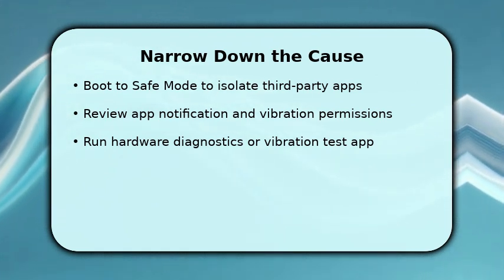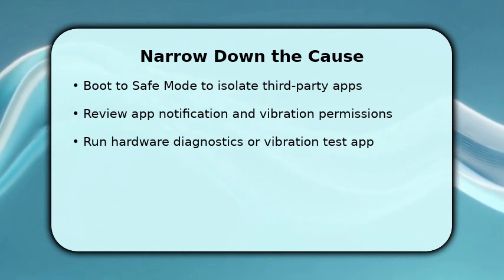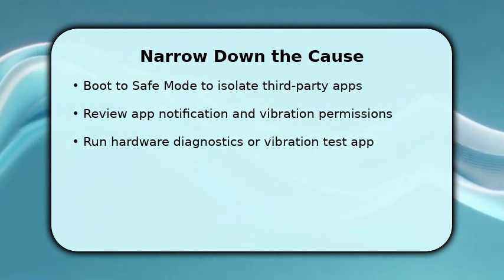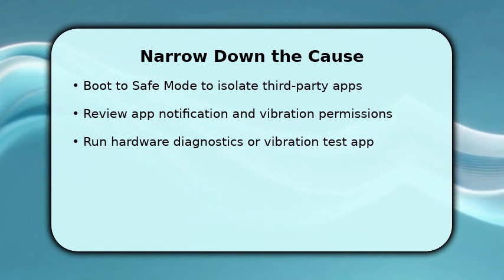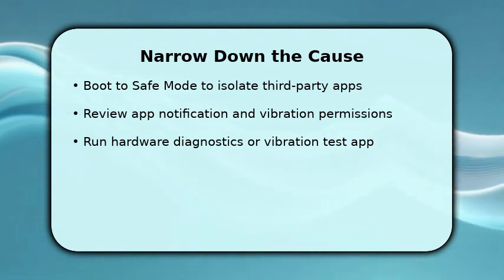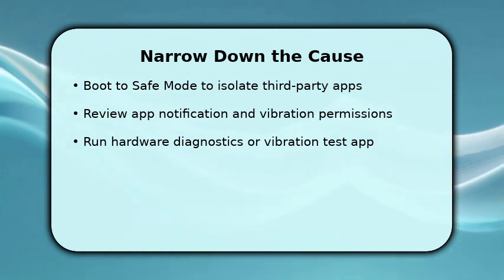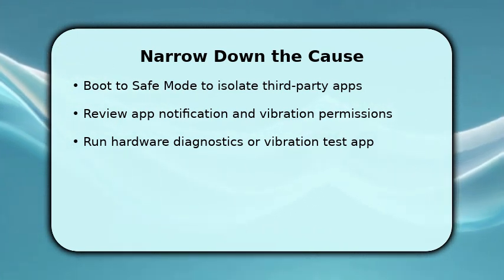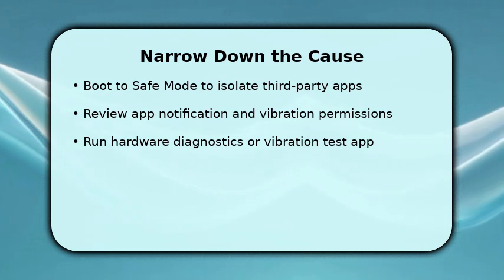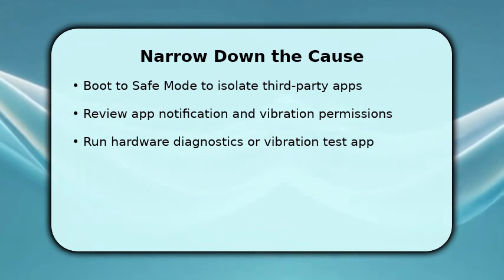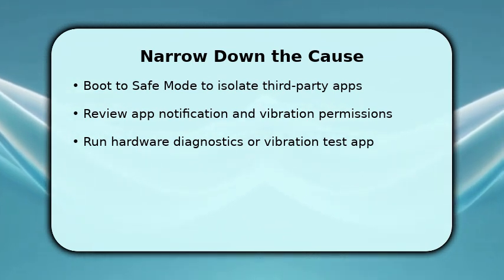While in normal mode, review each app's notification and vibration permission. Turn off vibration for suspect apps. Next, run the phone's hardware diagnostics or a vibration test app to determine if the motor or firmware behaves inconsistently. If the motor fails tests, you'll know it's hardware versus software. Otherwise, continue with targeted resets.